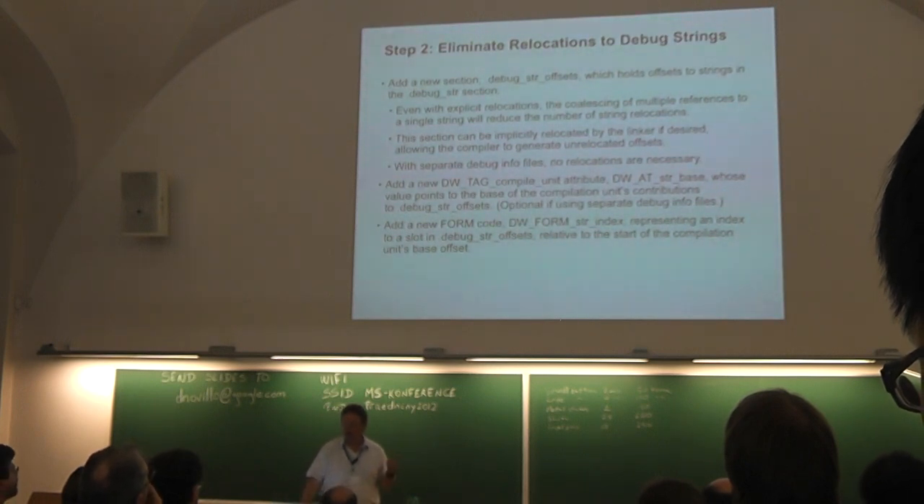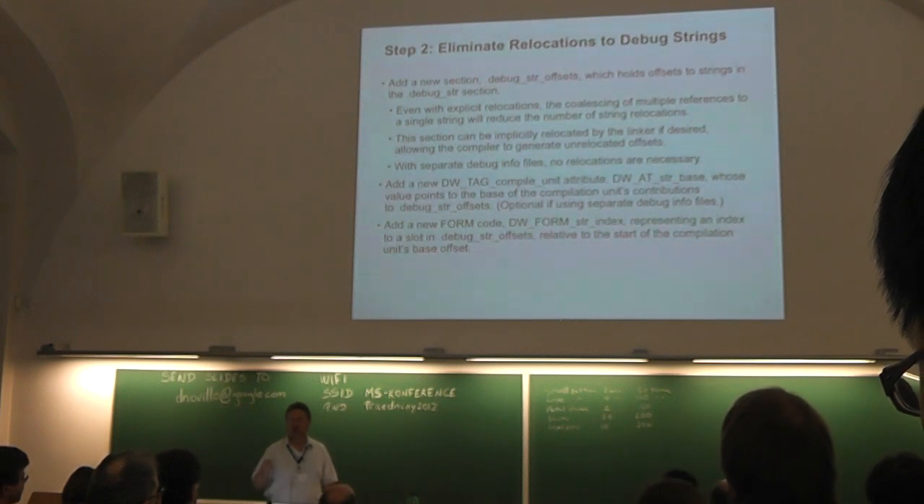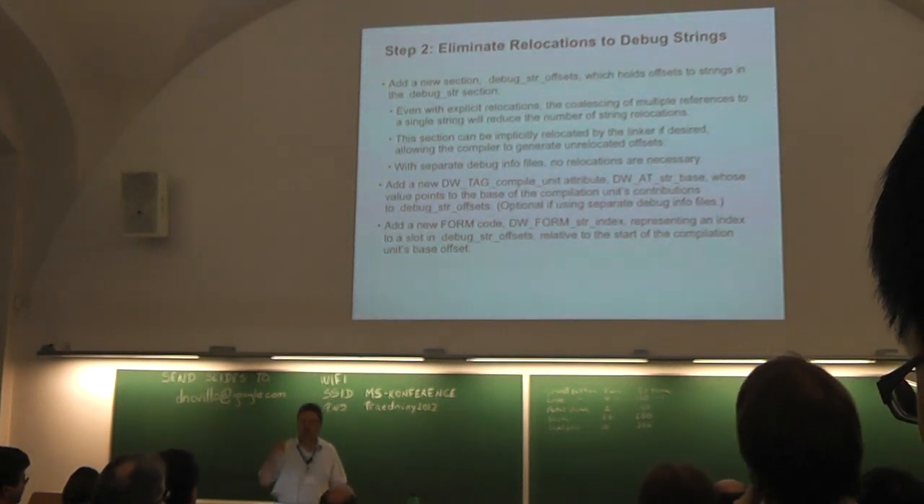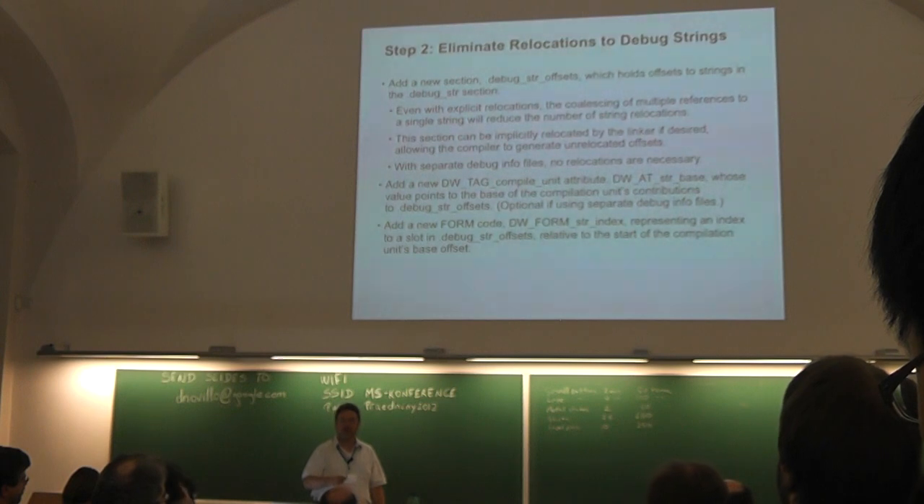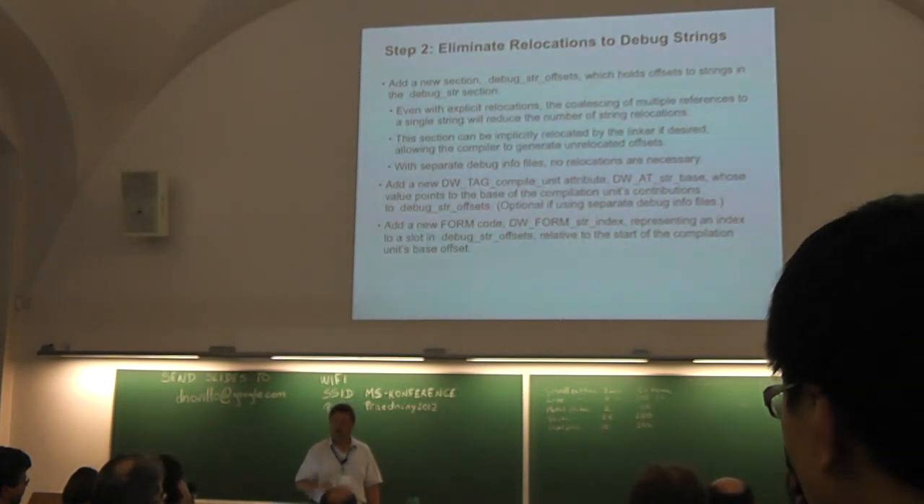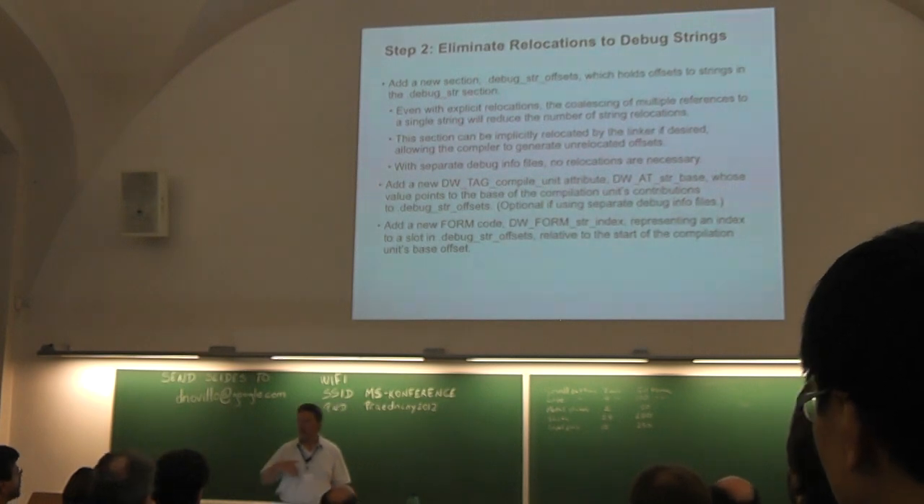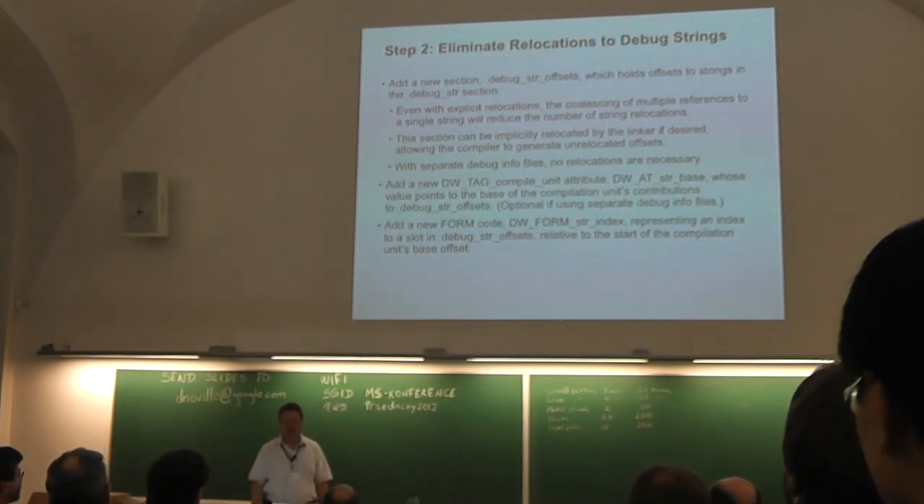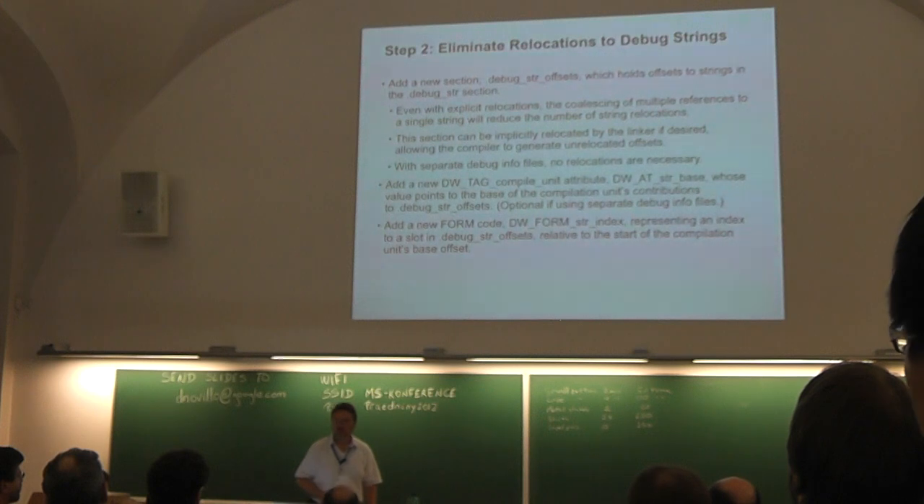Then we have a new form code, DW_FORM_str_index, which replaces DW_FORM_strp in the debug info. That provides the index into the string offsets table, and then the string offsets table gives you the actual offset to the string. So we've added one extra level of indirection in order to achieve this saving.